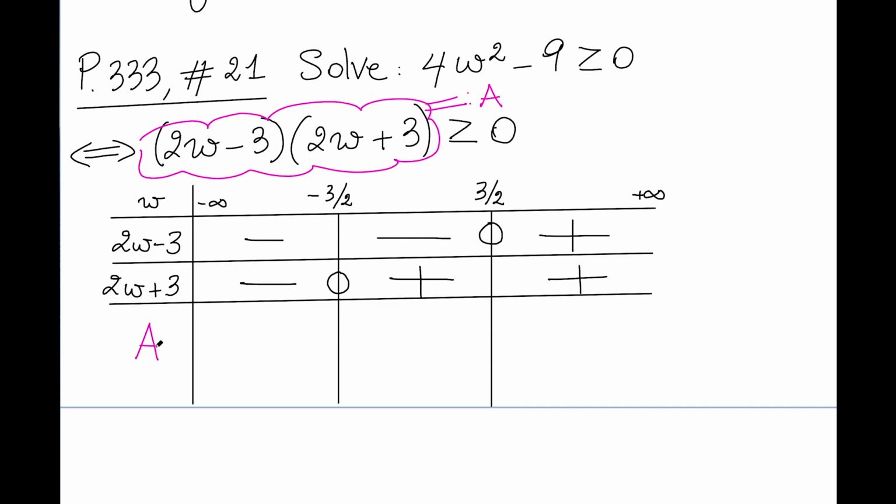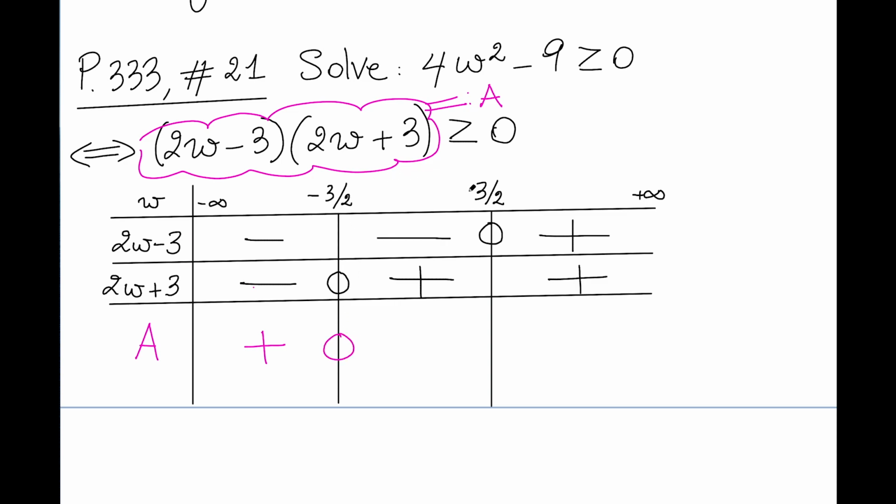Excellent. Let's see. So a is going to preserve a sign when w is between minus infinity and minus 3 over 2, and that sign is going to be dictated by the signs of the factors. Well, the first factor is negative and the second is also negative. As such, the product is going to be positive. When w is at the point minus 3 over 2, one of the factors is 0 and hence the product is 0.